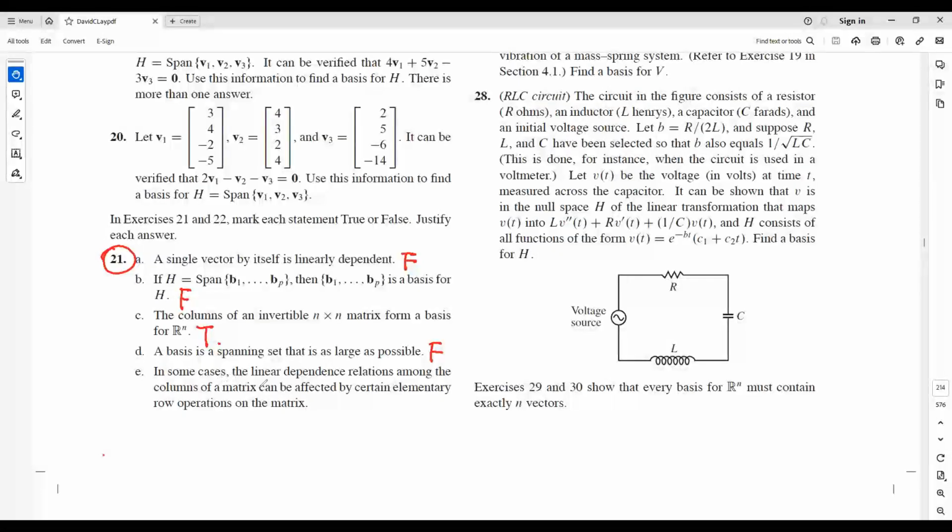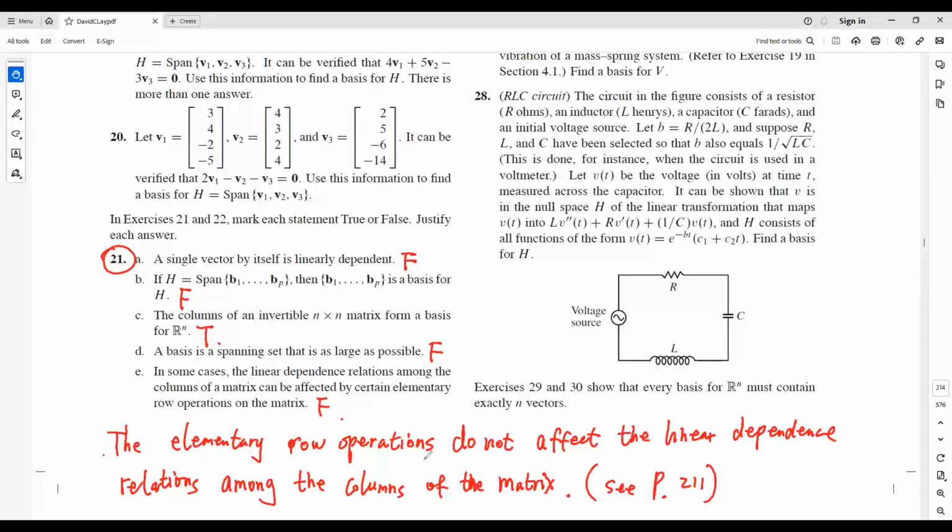E. In some cases, the linear dependence relations among the columns of a matrix can be affected by certain elementary row operations on the matrix. False. Elementary row operations do not affect the linear dependence relations among the columns of the matrix.